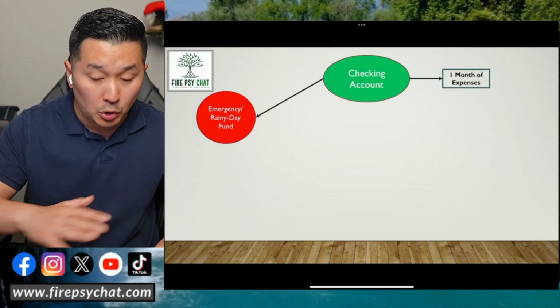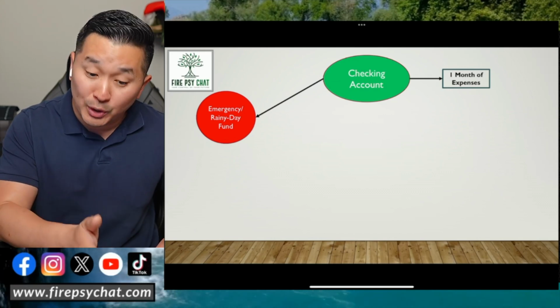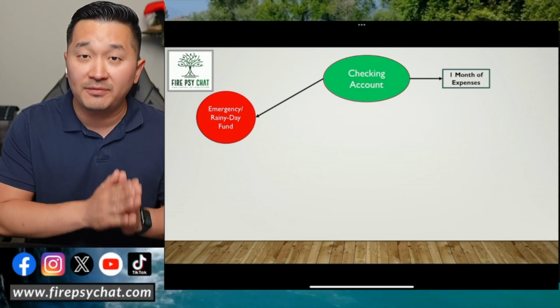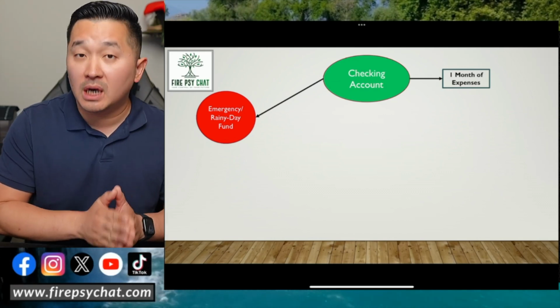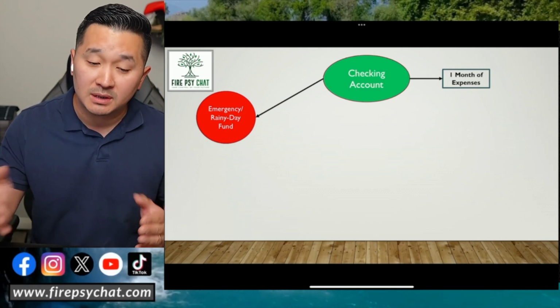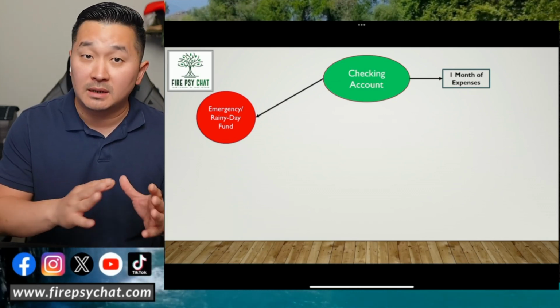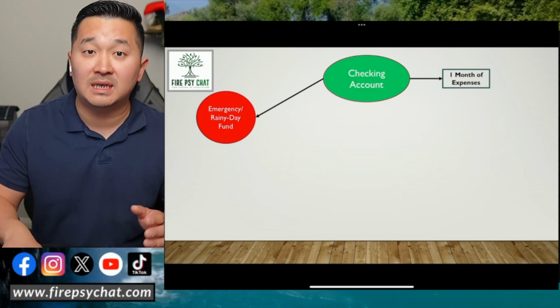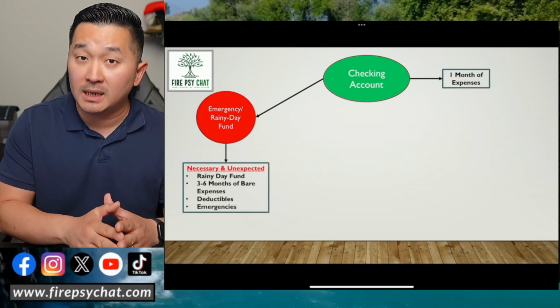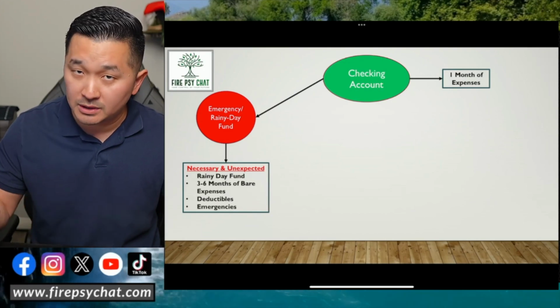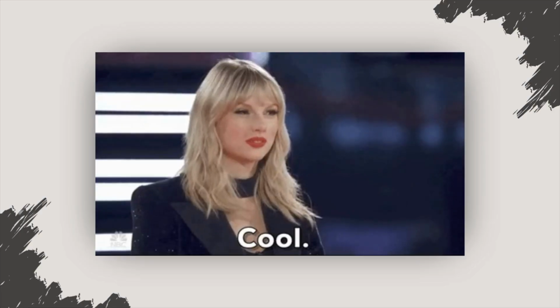After you pay off your high interest debt, then you turn this rainy day fund into a fully funded emergency fund that will cover 3 to 6 months of your bare minimum expenses in case of unemployment. Again, this account should only be used for something necessary but unexpected. The Taylor Swift concert is not necessary or unexpected, right?